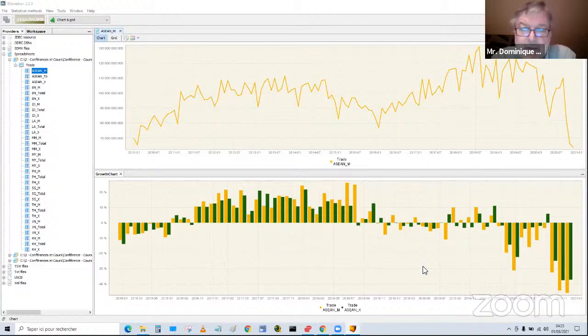As I have no reaction on the chat, I can infer that everything is okay. What do you think, Siska, Lia, Fatur? I have a question on the growth chart.